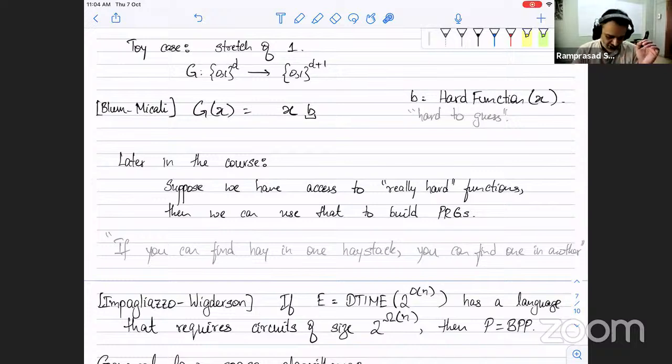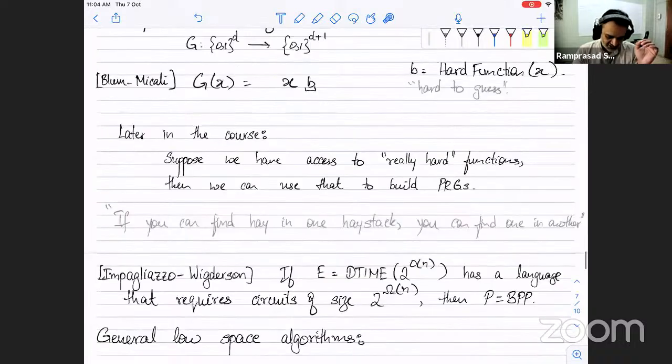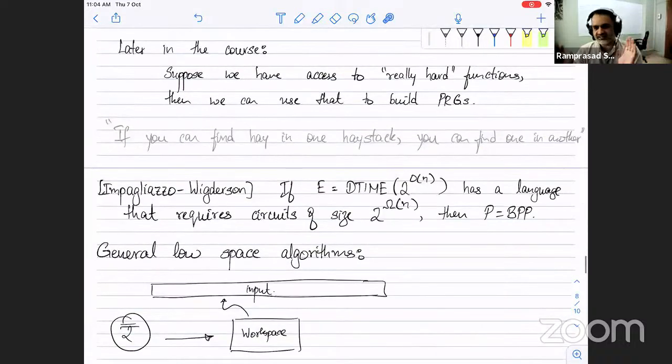I also wanted to tell you a little bit about low space algorithms and introduce you to RL, but I think I will do that in the next lecture. Over the next few lectures, we are going to focus not just on arbitrary efficient algorithms, but on efficient algorithms that run in small space.